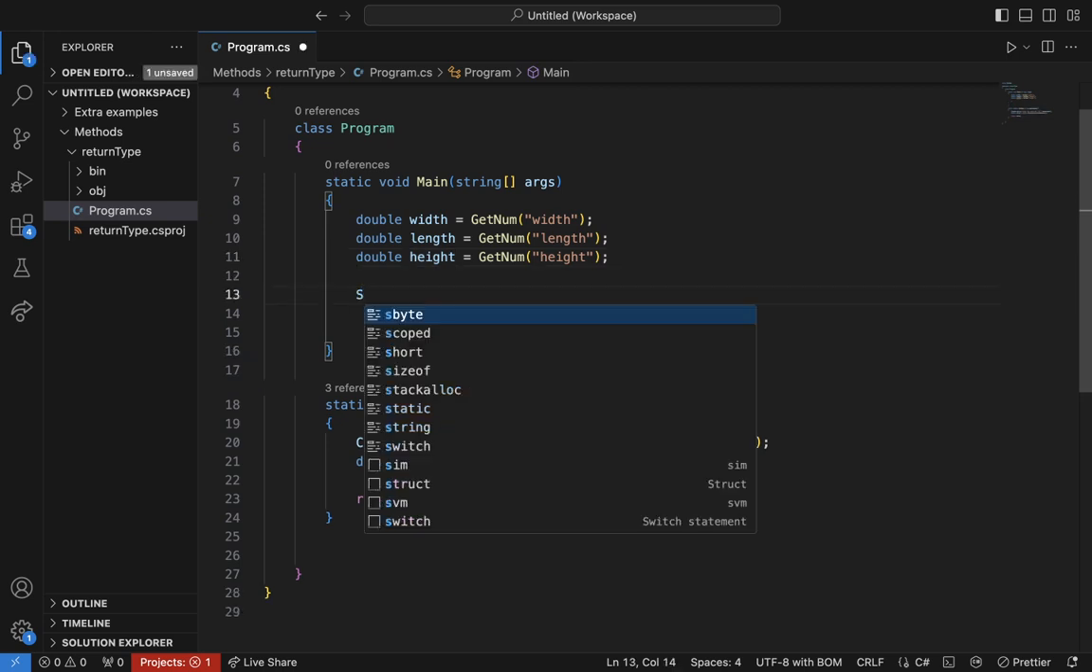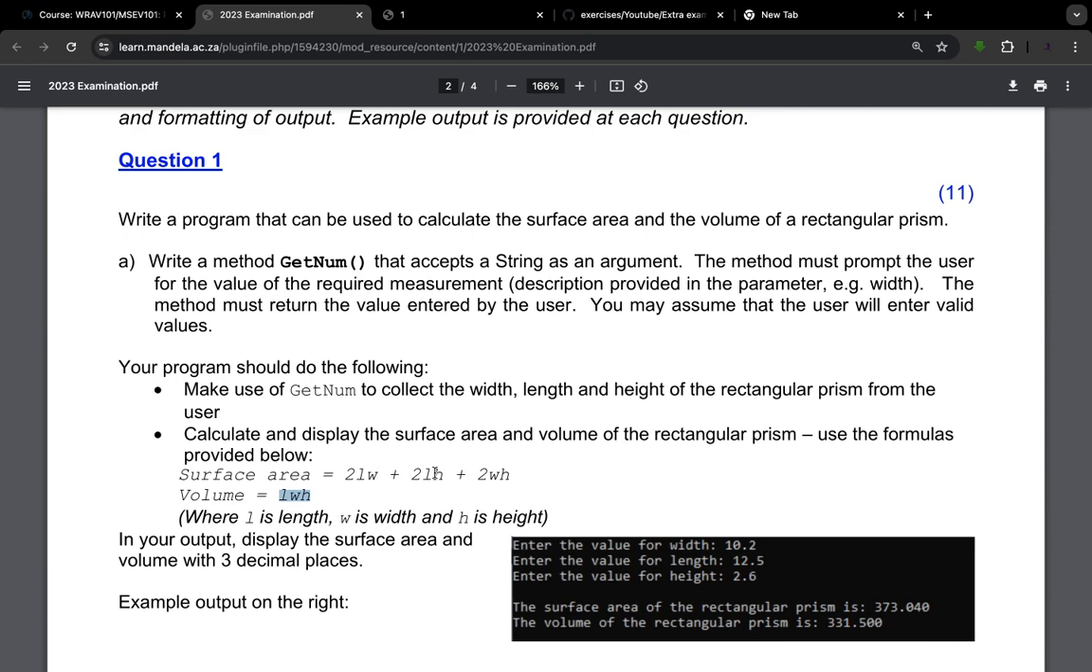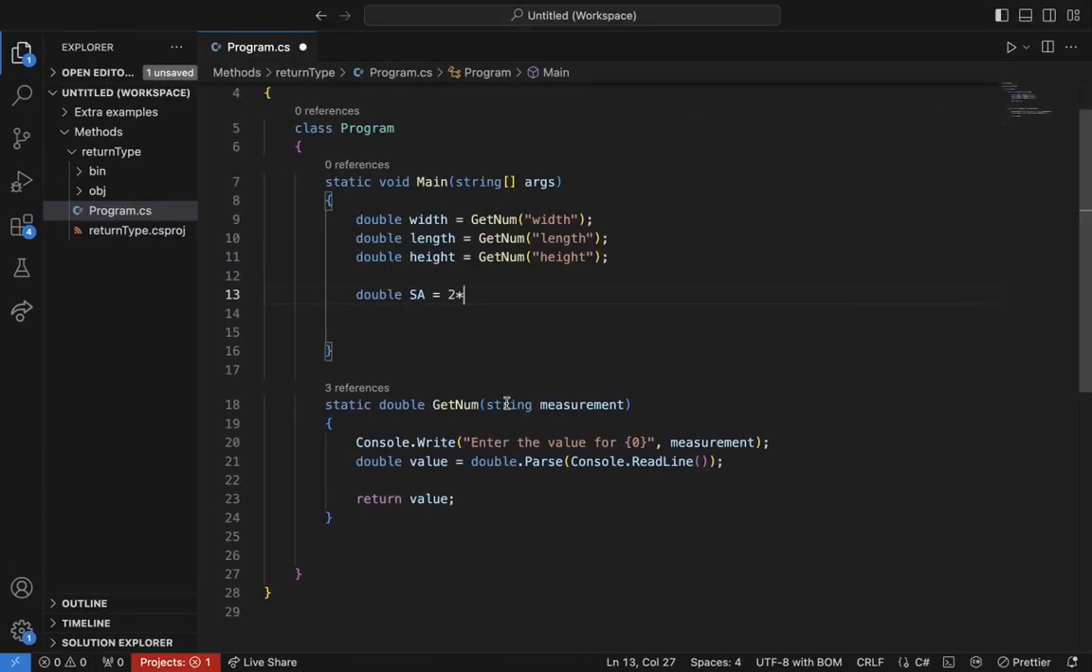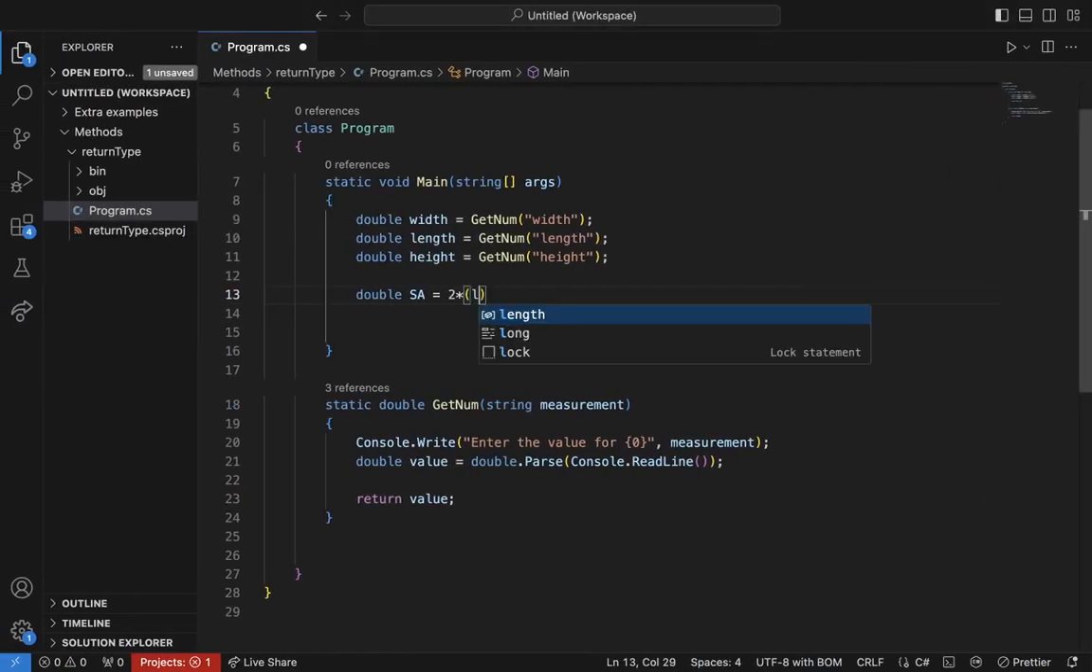To calculate the surface area, it's going to be a double. Just call it SA, and it's going to be 2 times length times width, length times height, and length times width times height. Okay, I could just say 2 times, and then you take out the 2 as a common factor, and then length plus width times height plus height, right? So you can do this, and then you go length plus width plus height. So we have that.